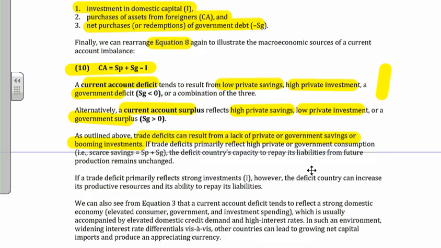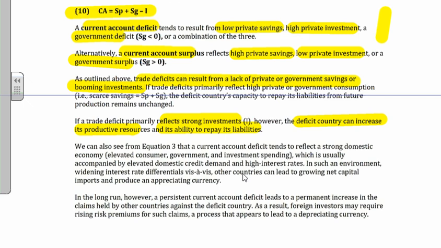If a trade deficit reflects strong investments, the deficit country can just increase its productive resources, and by doing that it starts to produce more and more, and they are able to repay their liabilities. What do we see from equation 3? That a current account deficit often reflects a strong domestic economy because there's a lot of spending going on. That's what caused the deficit, but yes, there's a lot of spending going on in the economy. That's often accompanied by increased domestic credit demand and high interest rates. In such an environment, where you've got much higher interest rates relative to other countries, that can lead to net capital imports and produce an appreciating currency.